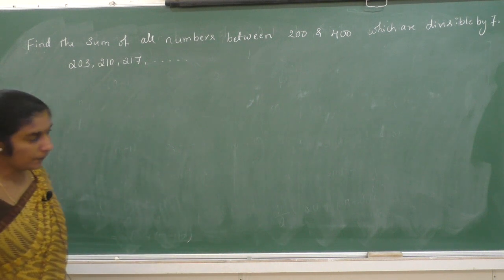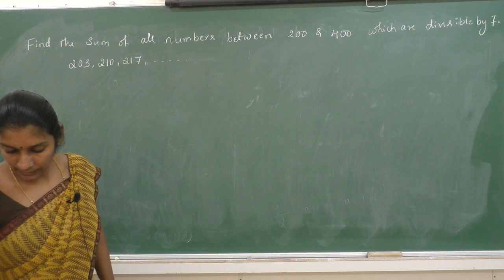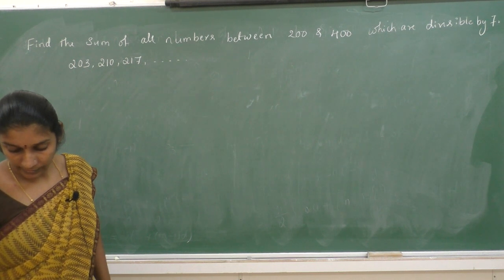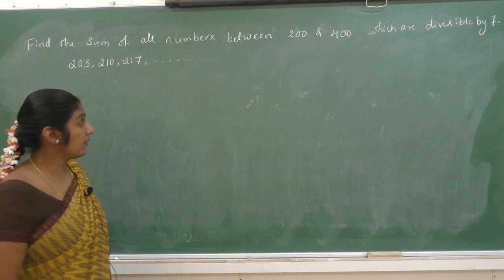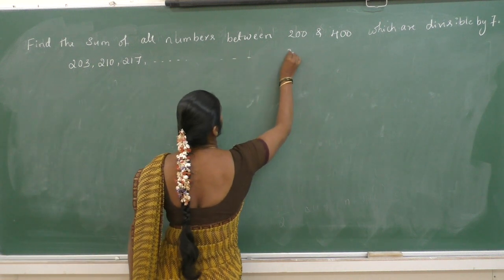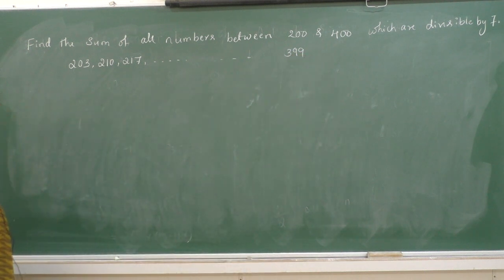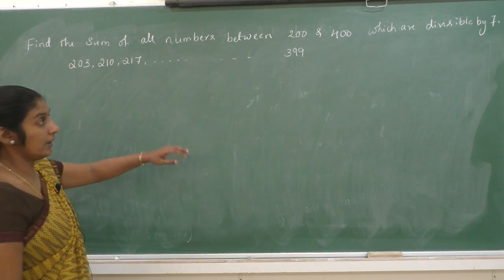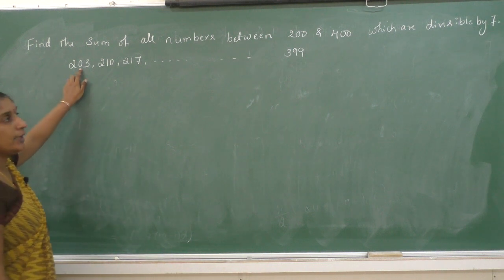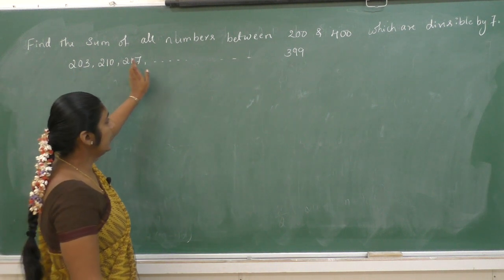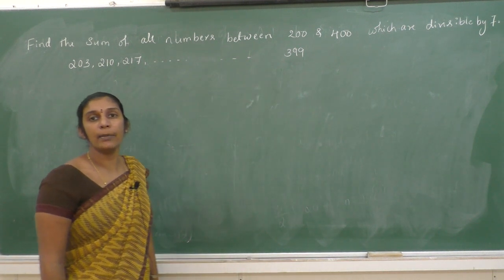So, the last number, is 400 divisible by 7? 399. Yes, 399 is divisible by 7. The last number is 399. Between 200 and 400 means 200 is not included, 400 is also not included. The first number is 203, 210, 217 and goes on till 399. They are asking us to add all the numbers.